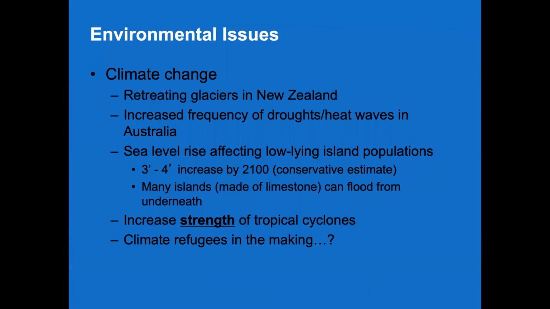Of course, climate change, that's another thing. So the idea of retreating glaciers in New Zealand, frequency of droughts and heat waves in Australia, all these are bad things. But sea level rise, which is going to happen no matter what's done right now, 3 to 4 feet by 2100. So if that's the case, you could have these climate refugees in the making.